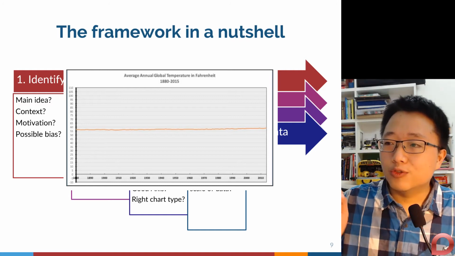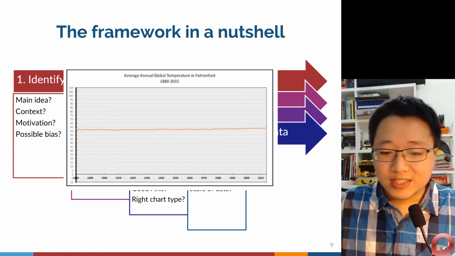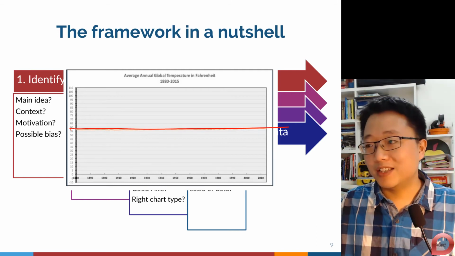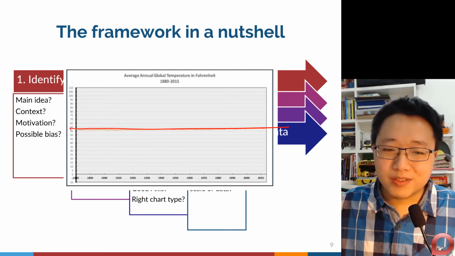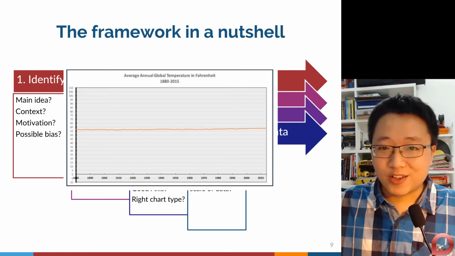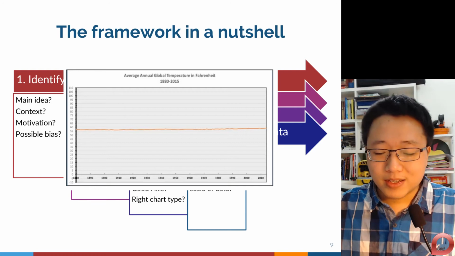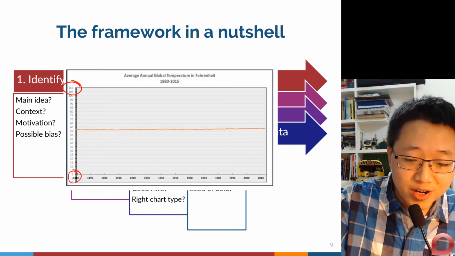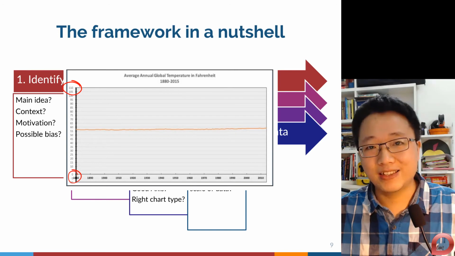1880 to 2015. It seems to show that the temperature is very stable, and it's as if there's no problem with climate. The climate change is fake, it's not real. But the axis, if you look at it, shows from 0 to 110.